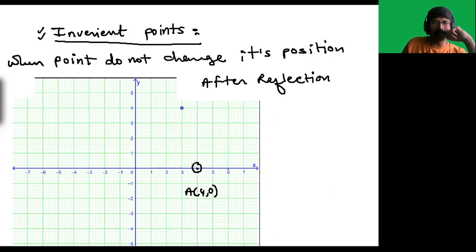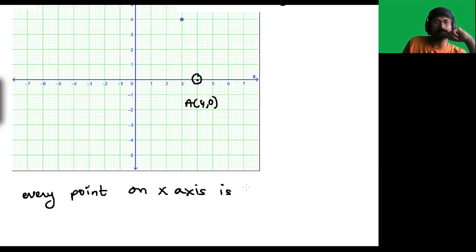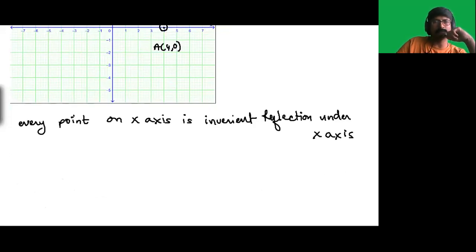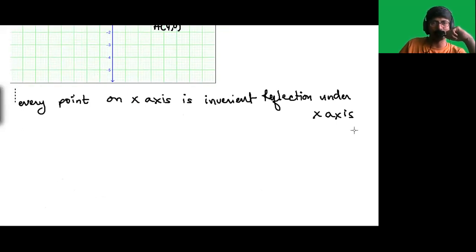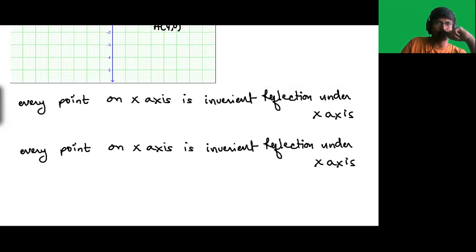I hope you understood. Now, every point which lies on the x-axis is invariant under the x-axis. Keep writing, guys. Every point on the x-axis is invariant under reflection under x-axis. Same thing, you can copy paste the same sentence. I'll just copy paste it two times.